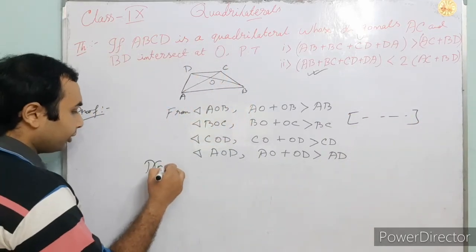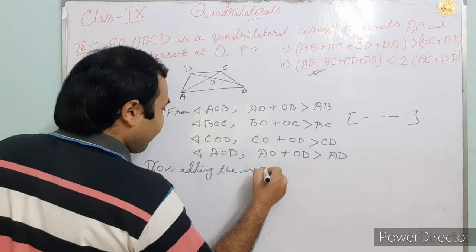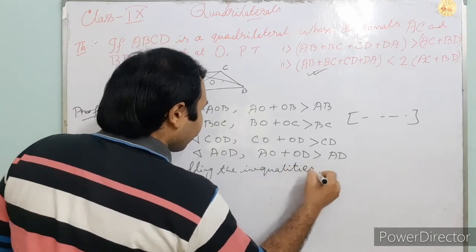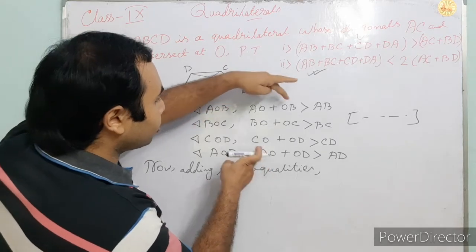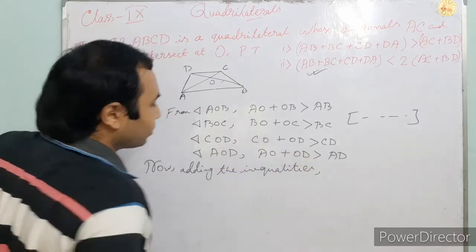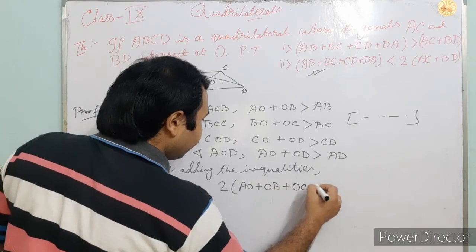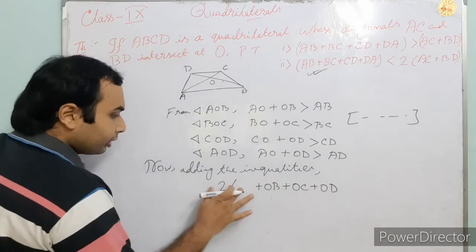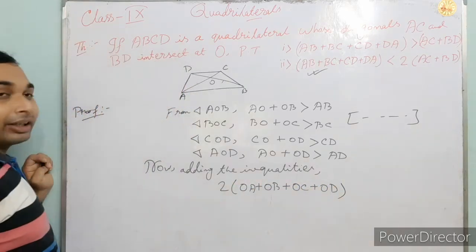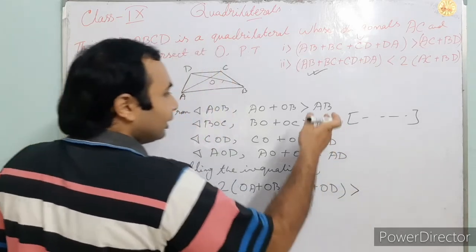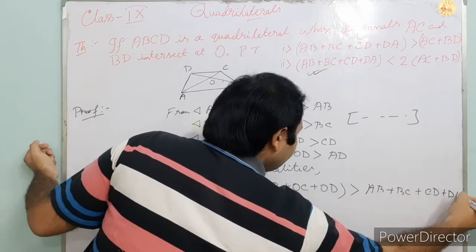Okay. Now adding again. Adding the inequalities. So add all of these. So just see, here also 2 times AO, 2 times OB, 2 times OC and 2 times OD is there. So 2 times (AO plus OB plus OC plus OD). You can take OA also, it's looking better. Okay. And also it is greater than AB plus BC plus CD plus DA.